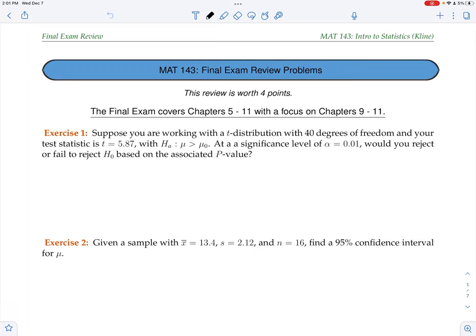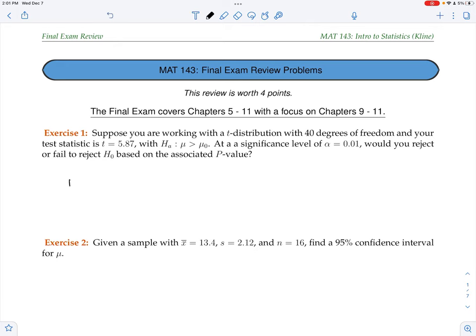Let's start with exercise 1. Suppose you're working with a t-distribution, 40 degrees of freedom. You're given your test statistic, and the alternative hypothesis is that mu is greater than mu naught. So then would you reject or fail to reject the null hypothesis?